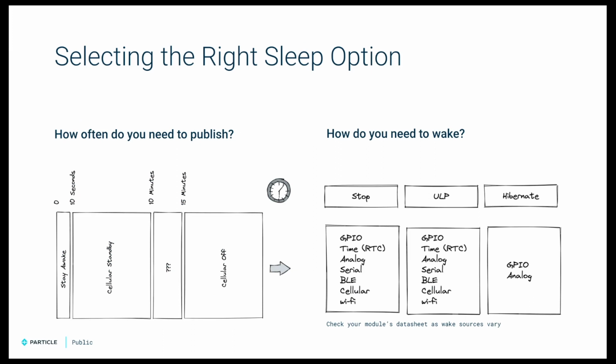With this in mind, these are the guidelines you should follow to select the right sleep option for you. The first is, how long can you sleep for? If you're sleeping for less than 10 seconds, you shouldn't use sleep at all and instead just stay awake. If you're sleeping less than 10 minutes, you should never shut down the cell modem, because frequently reconnecting to the network may use more power than it saves, and your SIM may be banned for aggressive reconnection attempts. From 10 to 15 minutes, using cellular standby or cellular off is a toss-up, so we recommend using cellular standby. It's only when you're sleeping more than 15 minutes that using cellular off makes sense.